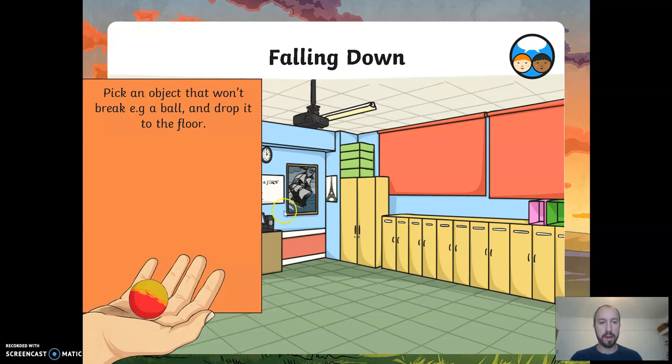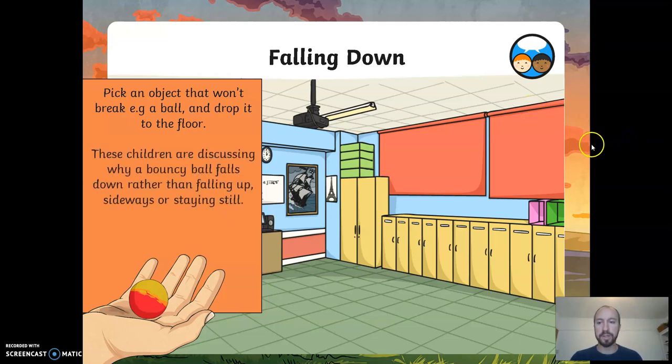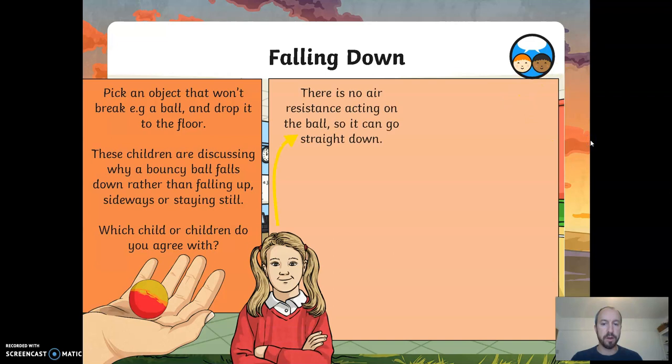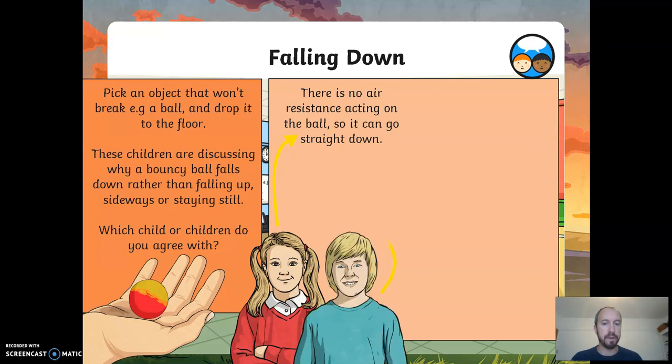When you have that ball or that object, these children are discussing why a bouncy ball falls down rather than falling up, sideways, or staying still. Which children or child do you agree with? Okay, so I'll read them out to you. So this girl thinks there is no air resistance acting on the ball, so it can go straight down. He thinks that the ball falls downward because gravity is pulling it down.